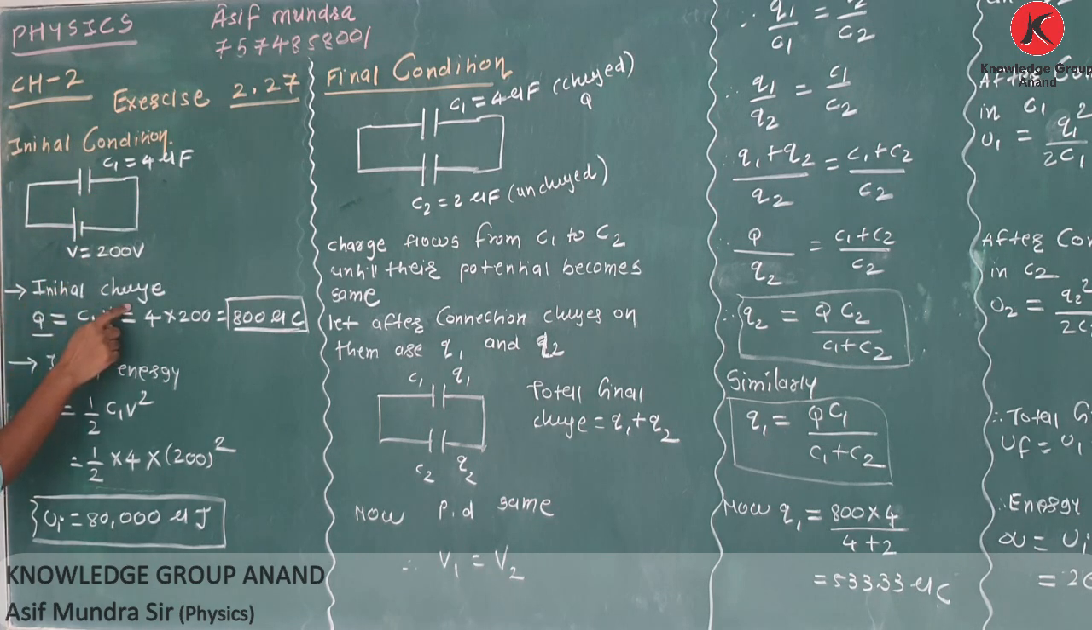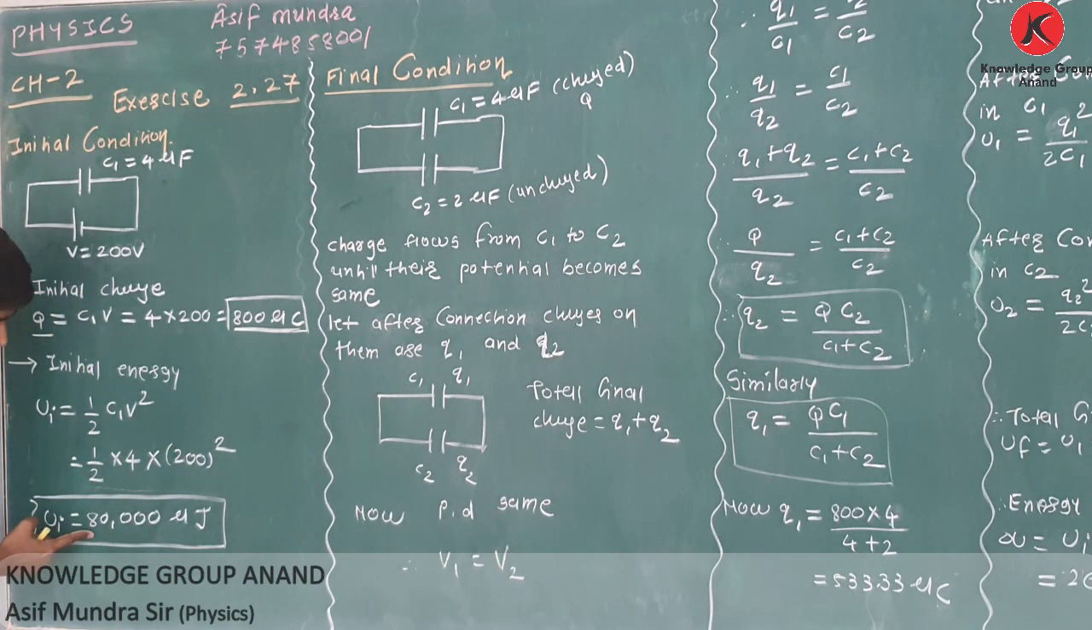So I can say the initial total charge stored on this capacitor Q is equal to C1V. 4 into 200 is 800 microcoulomb. Easy. What is the initial energy? Initial energy Ui is equal to half C1V square. What is the value of C1? 4 microfarad. What is the value of V? 200. If you calculate this, you will get 80,000 microjoule. Clear? So it is the initial case.